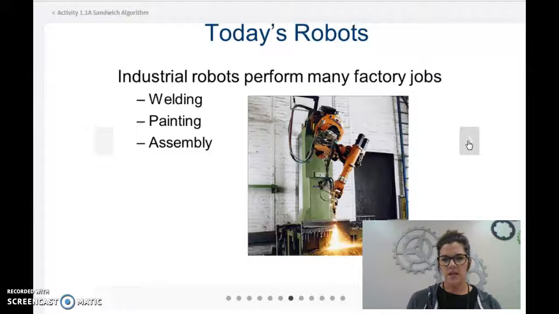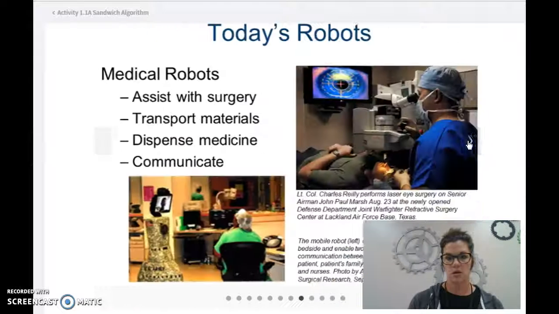A few more things just to give you an idea of what some of these look like. Here's an industrial robot performing a job in a factory. It looks like this one's welding. Some of these are painting. Some of them are assembling different products together, such as a car. They could assemble the different pieces of a car to create the total car.